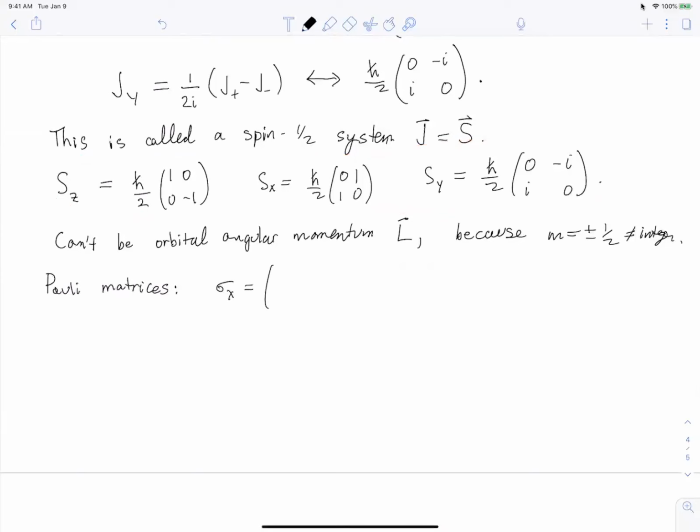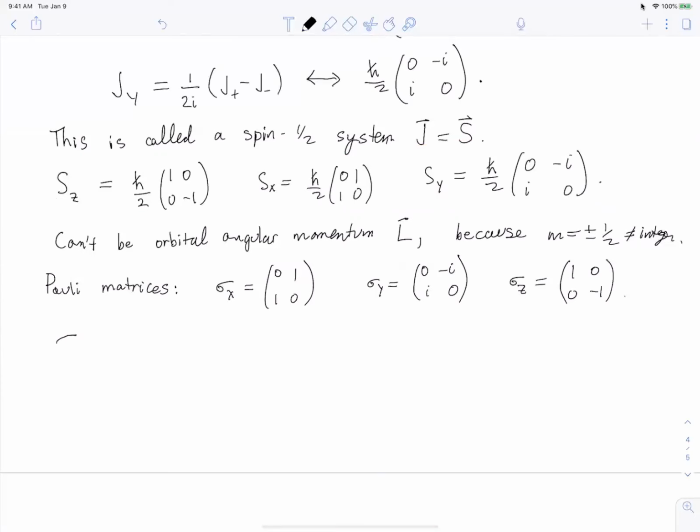And so this is 0, 1, 1, 0 for sigma x. Sigma y is 0, minus i, i, 0. Personally, I can never remember which one is i and minus i. I have to look it up every time. And then this one, sigma z, is 1, 0, 0, minus 1.